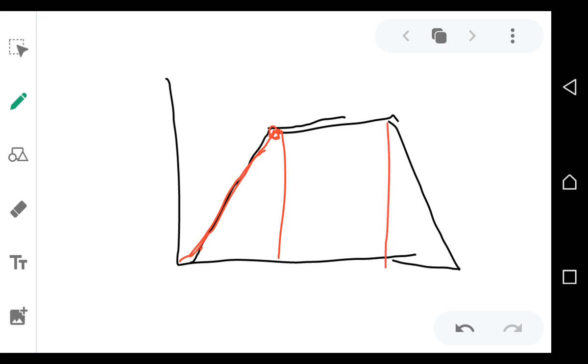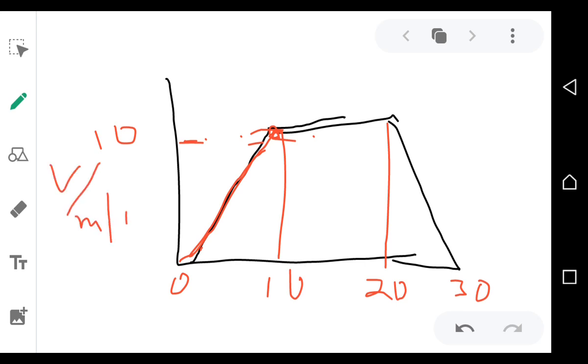And then here it can be 0, it can be 10, it can be 20, here it can be 30. And then there it can be, let's say, 10. So this is velocity in meters per second. And then they ask you, 1, calculate the acceleration.